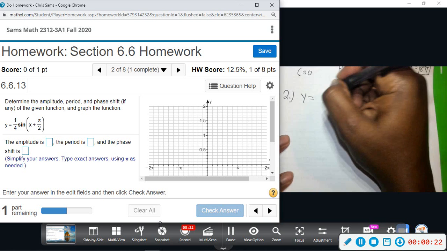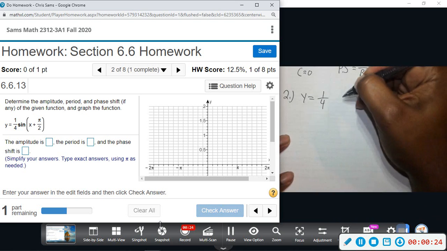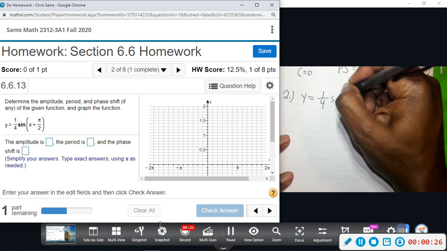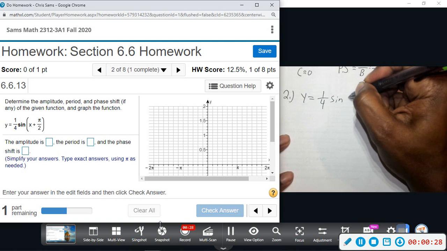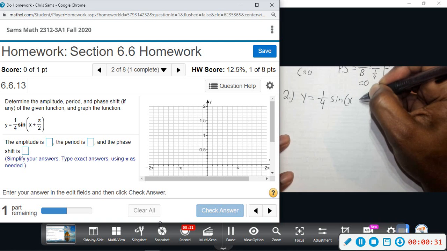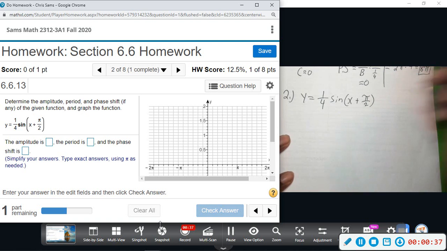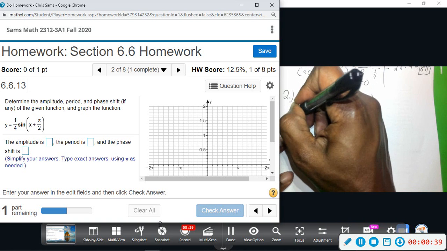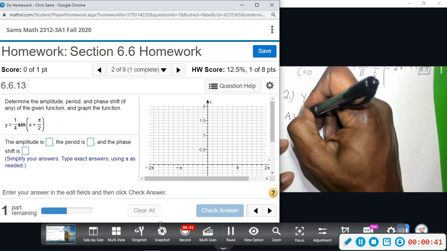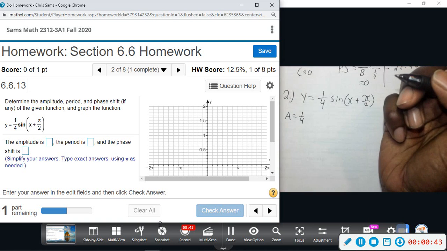Y equals 1/4 sine of x plus pi over 2. And then we get our amplitude is 1/4. That's given. That's the A value.